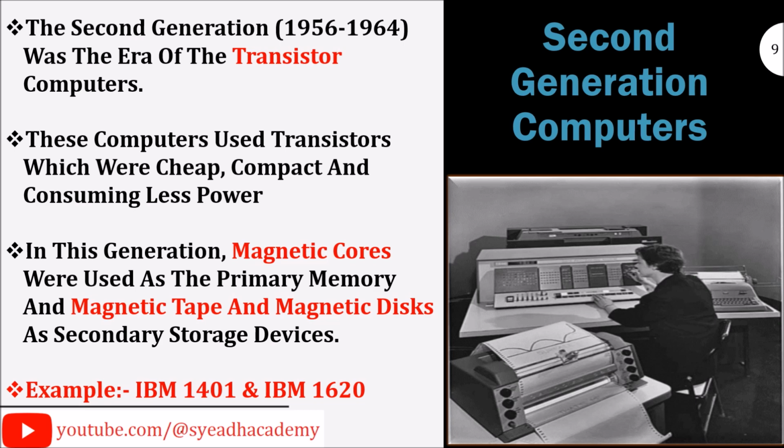Second-generation computers. The second generation, 1956 to 1964, was the era of the transistor computers. These computers used transistors which were cheap, compact and consuming less power. In this generation, magnetic cores were used as the primary memory and magnetic tape and magnetic disks as secondary storage devices. Example, IBM 1401 and IBM 1620.